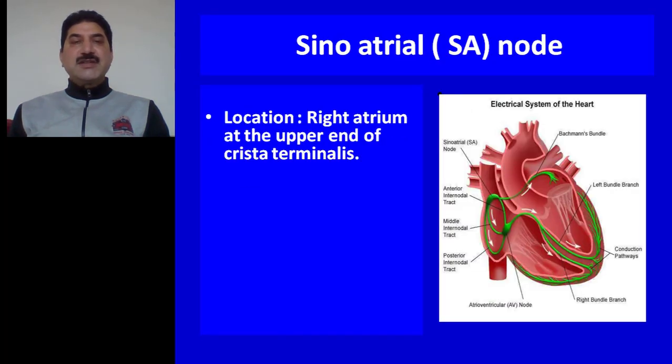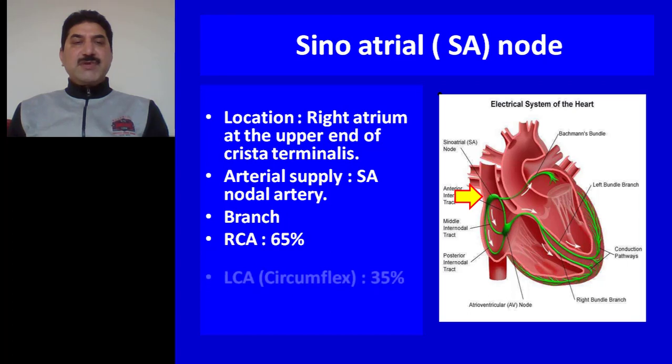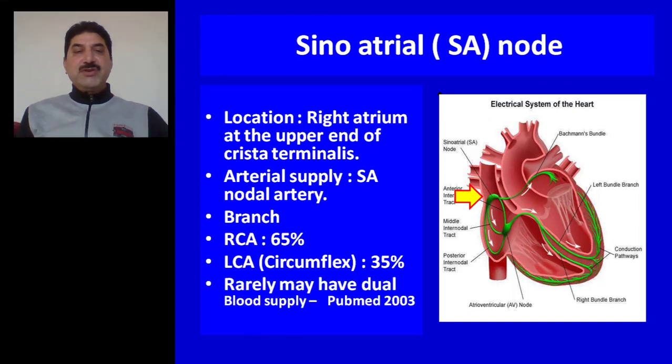As already said, conducting system of the heart consists of specialized cardiac myocytes. They are supplied by the arteries which supply the surrounding cardiac myocytes. SA node is located in right atrium at the upper end of the crista terminalis, so it is supplied by the atrial branches of the coronary artery. This artery is called the SA nodal artery. It is a branch from right coronary artery in 60% of the individuals and branch from left coronary artery in 35% of individuals, according to a recent study.